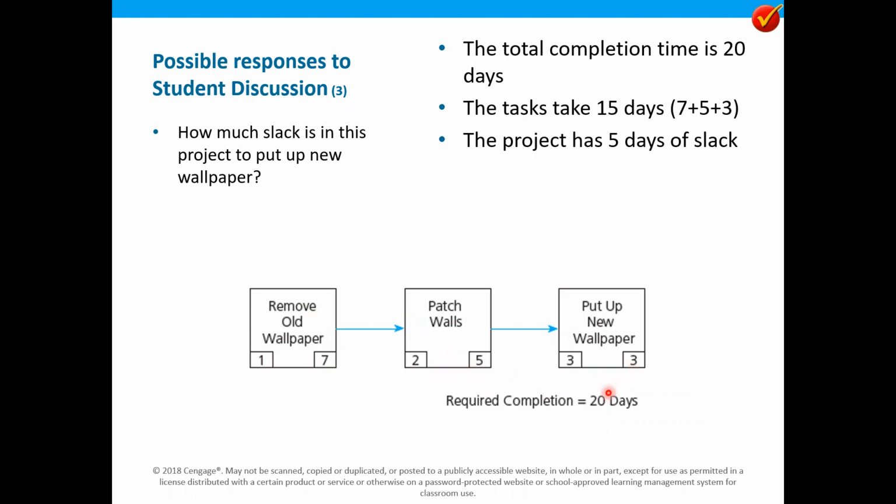So the project has 5 days of slack. In this case, this 5 days of slack in the project does not mean that it has the slack in each activity. For example, if any of the activities uses that 5 days, the slack in other activities will be used up. So the other activities cannot use the slack.